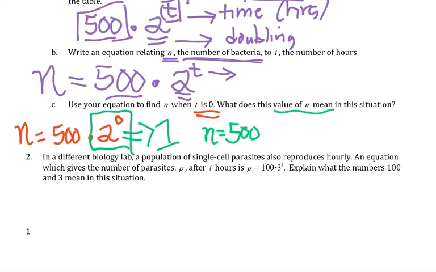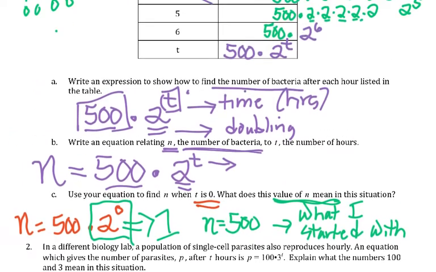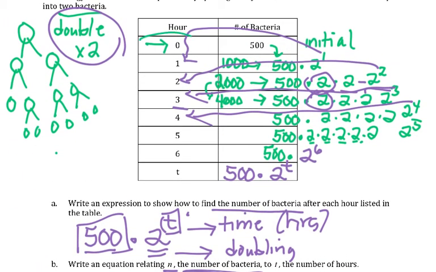And what does it mean? It means this is what I started with. The amount, the initial amount. Go back to your table. Look here. At time 0, 500. The initial or starting value. All right, let's keep going.